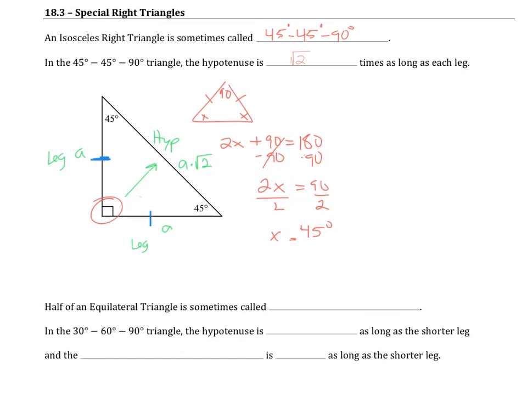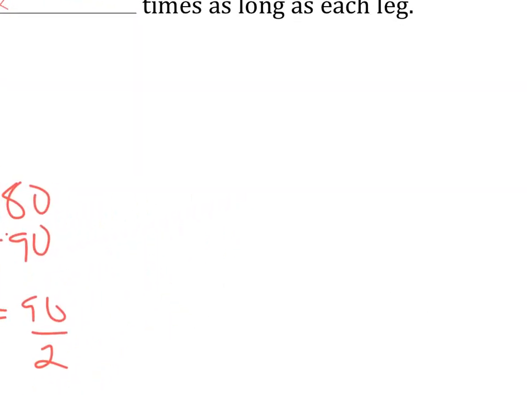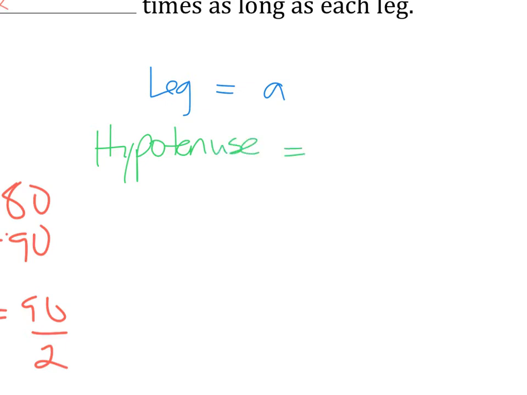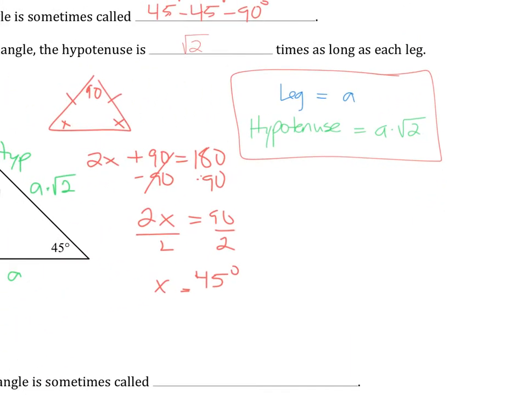Before we move on, to wrap this up in a small box, our leg is going to be a, and our hypotenuse is going to be a times the square root of 2. That's the big idea there, so you need to remember that relationship.